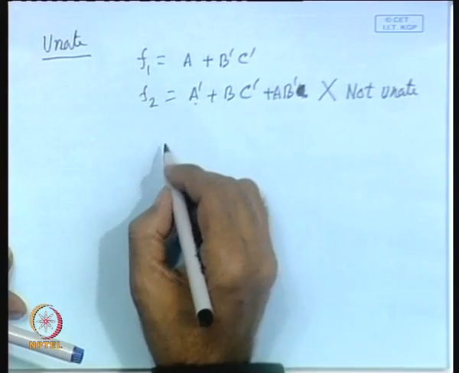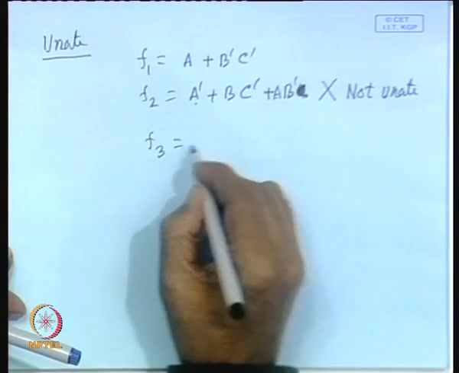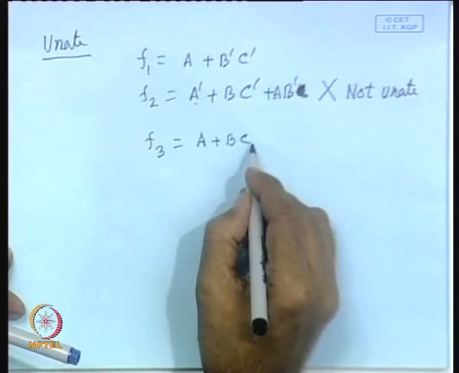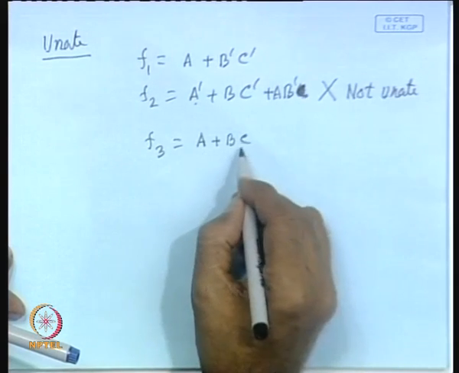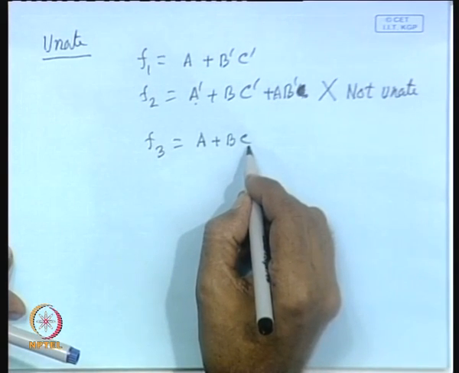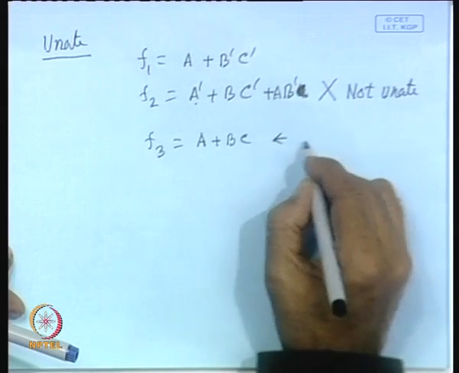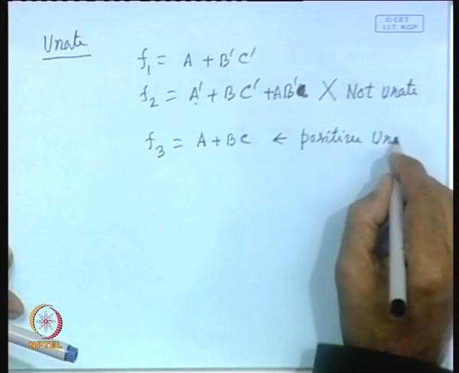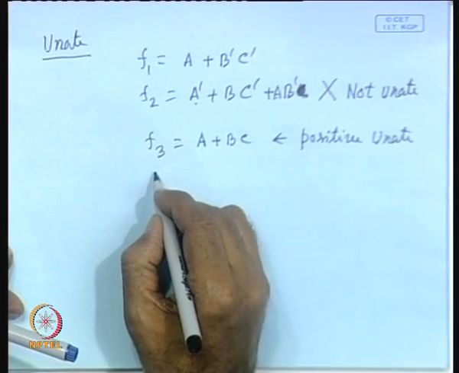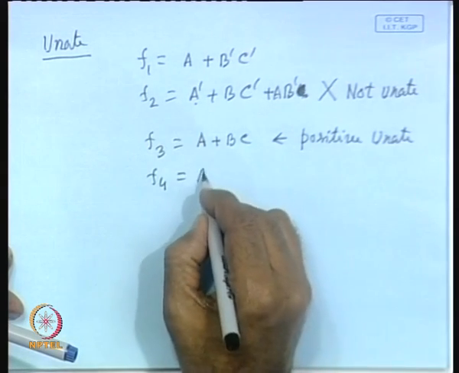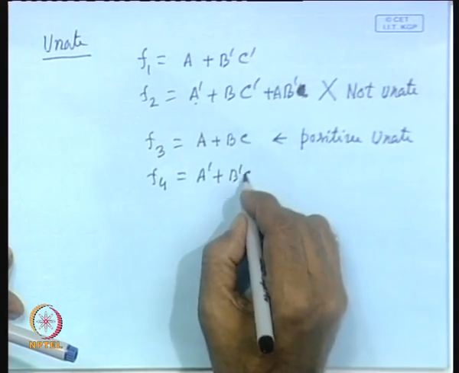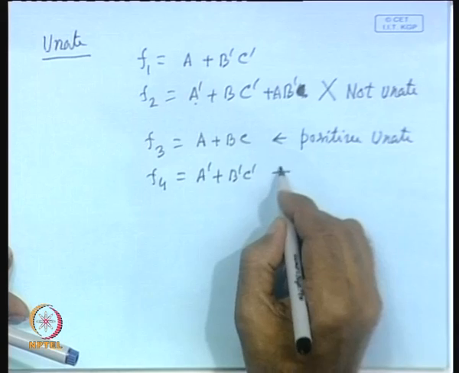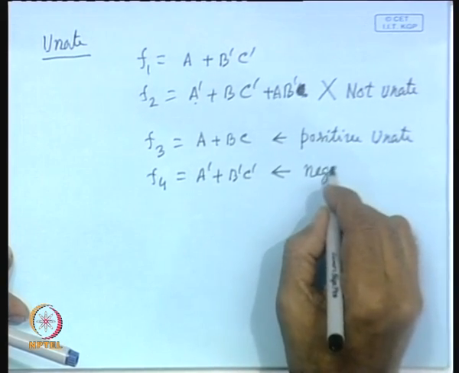On the other hand, if all the variables appear in uncomplemented form, say A plus B C, where none of the variables has appeared in complemented form, it is called a positive unit function. And similarly, F4, which is say A dash plus B dash plus C dash, where all the variables have appeared in complemented form, is called a negative unit function.